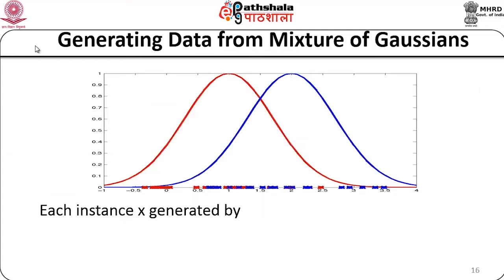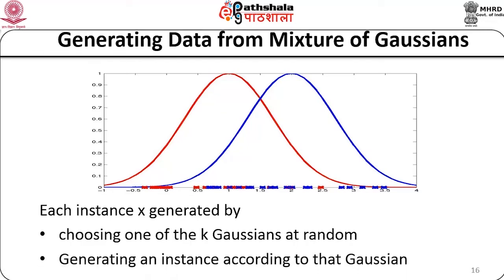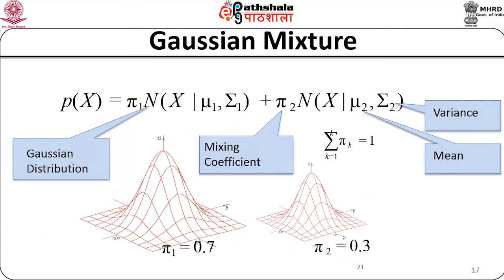Now, there we just took a center. Now assume that you are generating the data from a mixture of Gaussians. So, each instance x is generated by choosing one of the k Gaussians at random. There we just chose k means and generated an instance according to that Gaussian. Just like we chose the coin, here we choose which of the k Gaussians we are going to use, and the instance is generated according to that particular Gaussian. So, here we have shown 2 Gaussians.